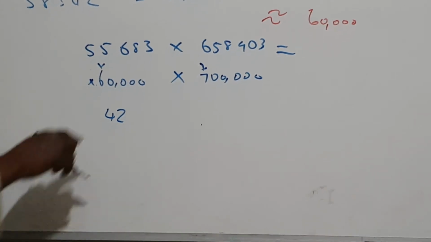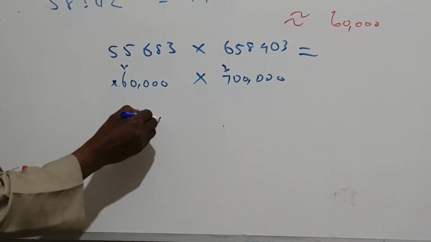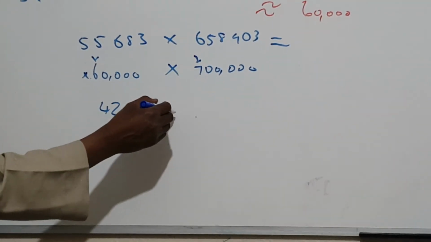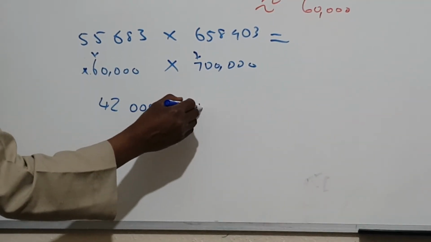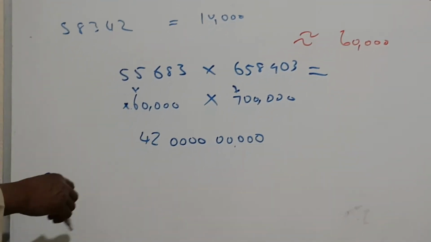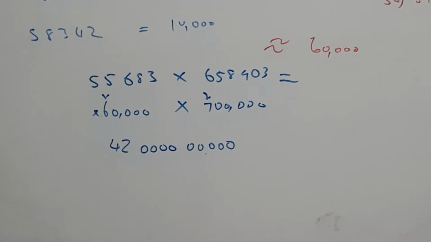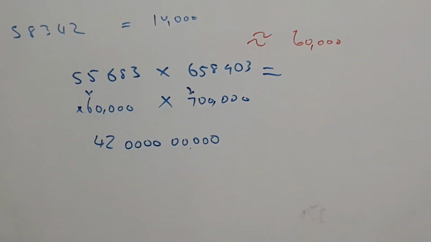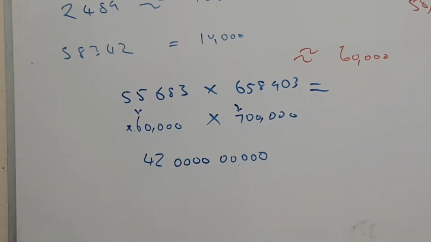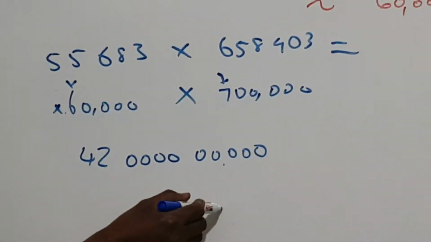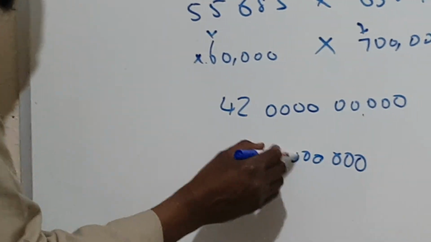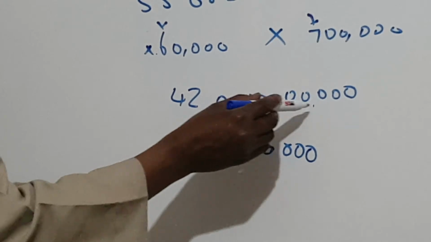How many zeros does this one have? 1, 2, 3, 4. And this one has how many zeros? 1, 2, 3, 4, 5. So how many zeros are there altogether? 4 plus 5 is 9 zeros. This is in billions. So let's put our figure down, in groups of 3.